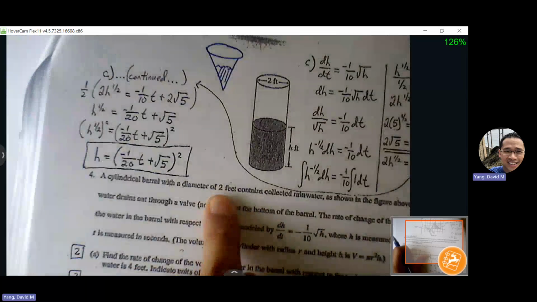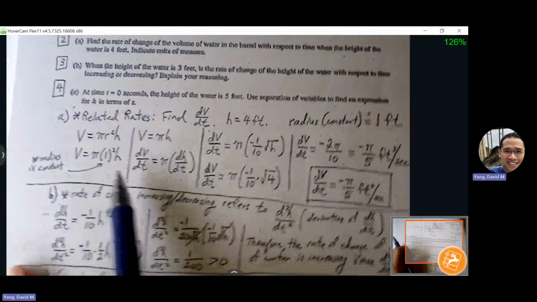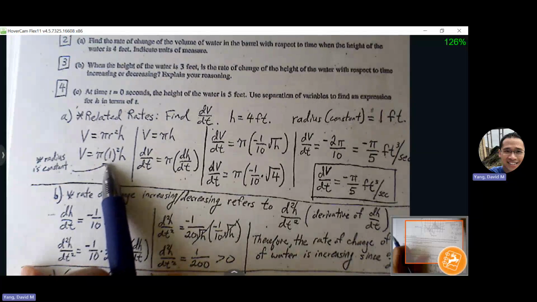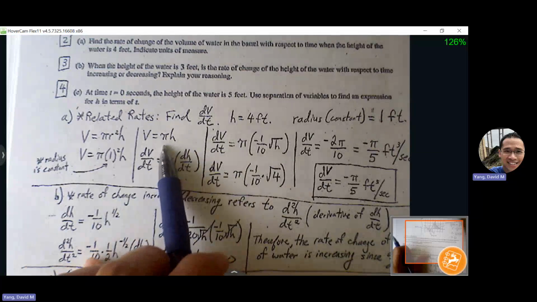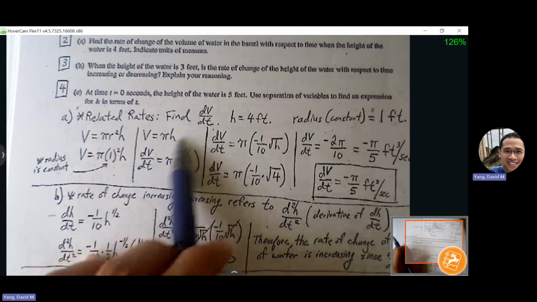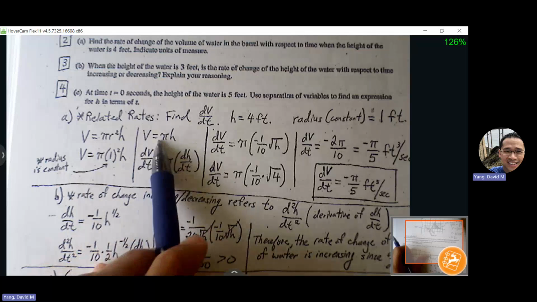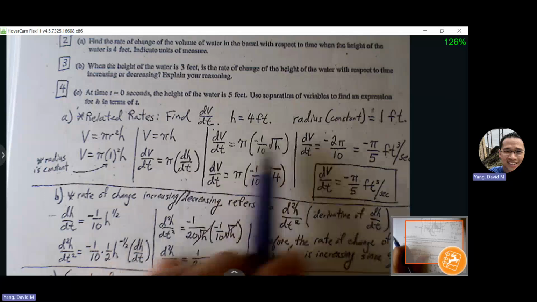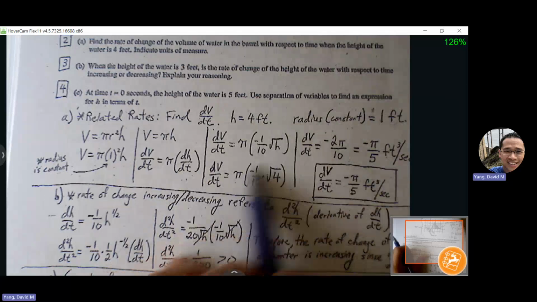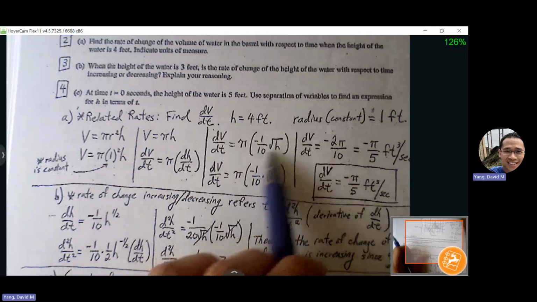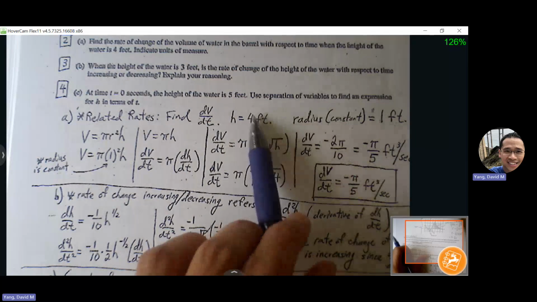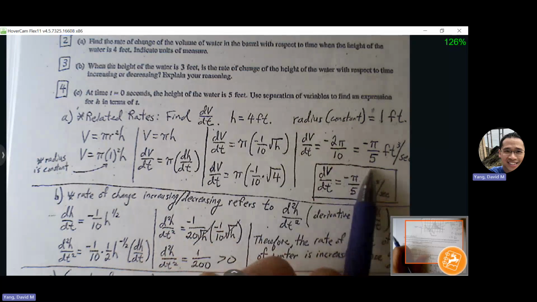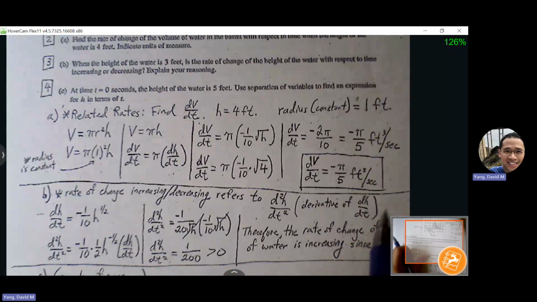It says diameter is 2 feet, which means that the radius must be 1 foot. So we can go ahead and replace our r with 1, and we can simply start with this equation: V is equal to pi h. Find the derivative. V becomes dV/dt, pi will stay, h becomes dh/dt. All right, so now that we have our derivative, we can solve for dV/dt because we know what dh/dt is. That's given to us as -1/10 root h. And then once we've set our derivative in place, we can replace h with 4. Clean that up, we get -pi/5 cubic feet per second.